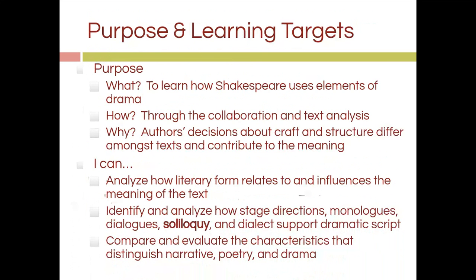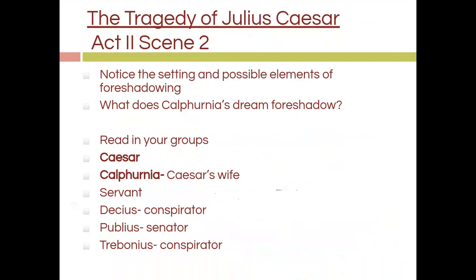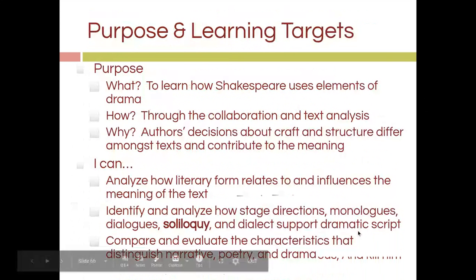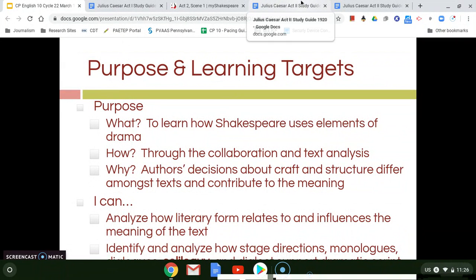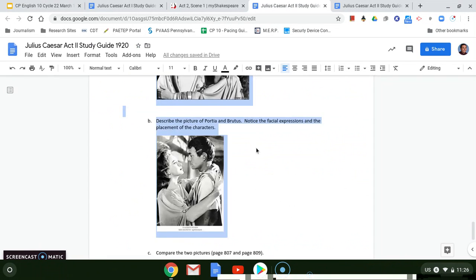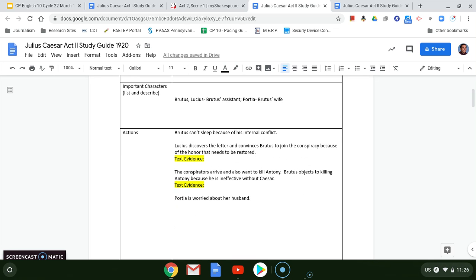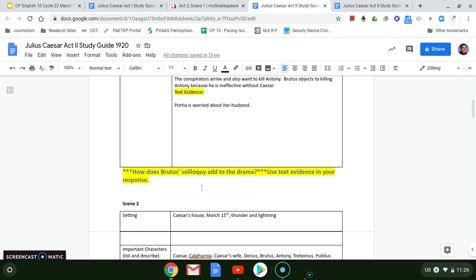All right, so again, we identified the soliloquy and how it added to the dramatic script. Your job then is to finish scene 1. Okay, just finish scene 1. We will go over scene 2 and talk about Calpurnia and so forth, but you're going to learn a little bit more about Portia. Okay, so when you take a look at the study guide here for scene 2, want to find the text evidence that we just went over for part of scene 1. All right, and then you'll learn about the conspirators and add that answer to the question, how does Brutus's soliloquy add to the drama? Use the text evidence.